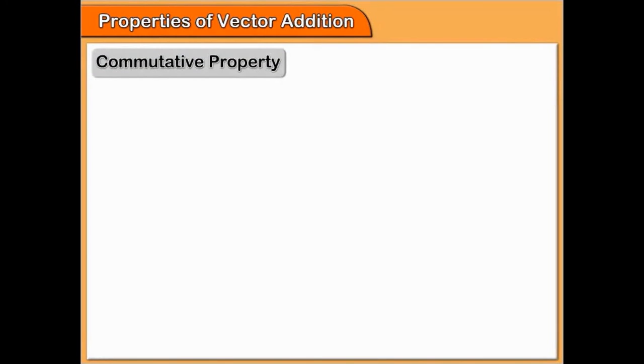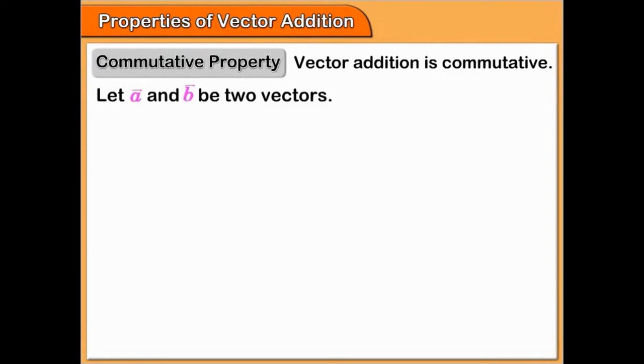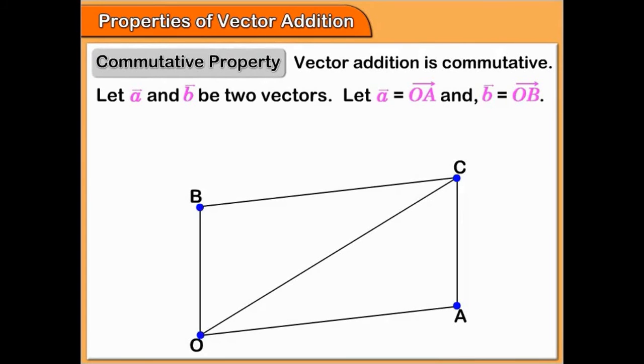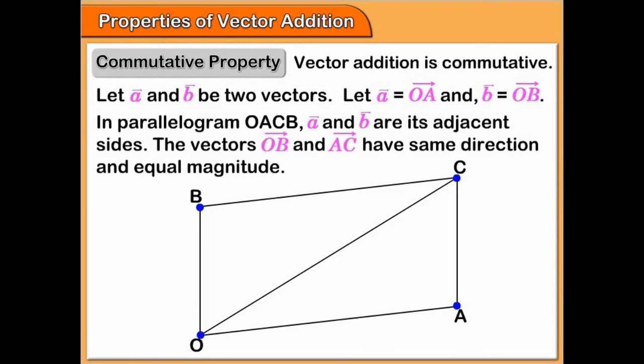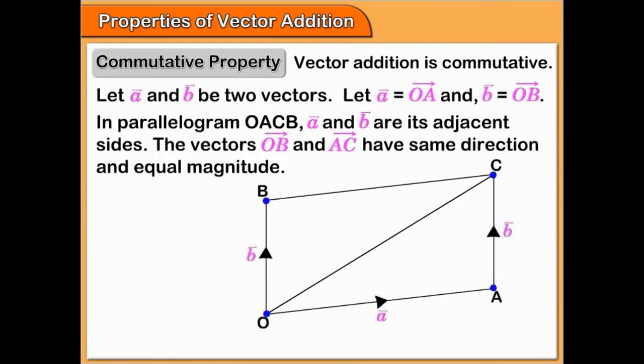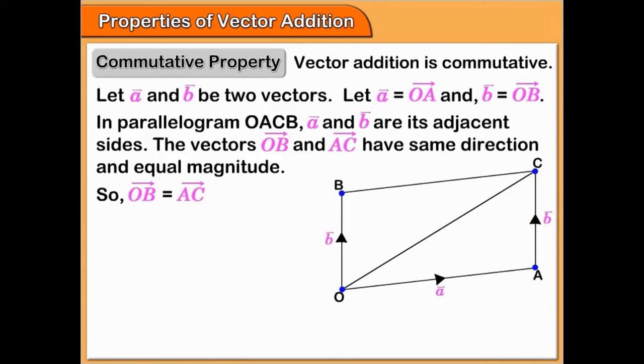Next is commutative property. Vector addition is commutative. Let A and B be two vectors. Let vector OA represent vector A and OB represent vector B. In parallelogram OACB, vector A and vector B are its adjacent sides. The vectors OB and AC have the same direction and magnitude. So, vector OB is equal to vector AC.